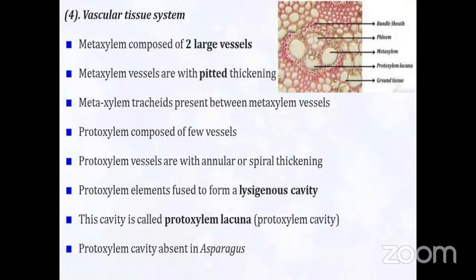Then protoxylem is composed of few vessels, and protoxylem vessels are with annular or spiral thickening. Annular means ring-like, spiral means spring-like thickening is seen in these protoxylem vessels. And protoxylem elements fuse to form a lysigenous cavity. This lysigenous cavity is nothing but a cavity, called protoxylem lacuna. Lacuna means cavity only, and the protoxylem cavity is absent in asparagus. Asparagus is also a monocotyledonous plant. In the gardens and in the pots it is grown.